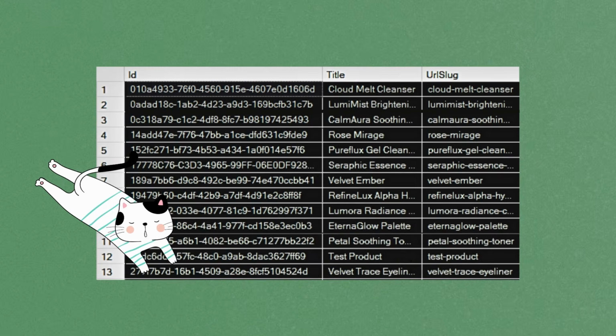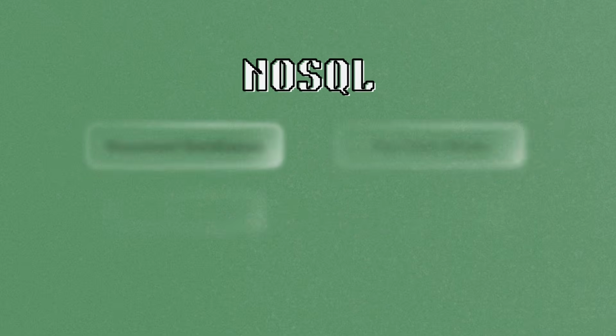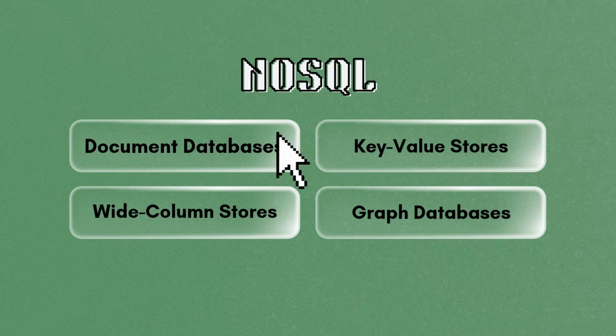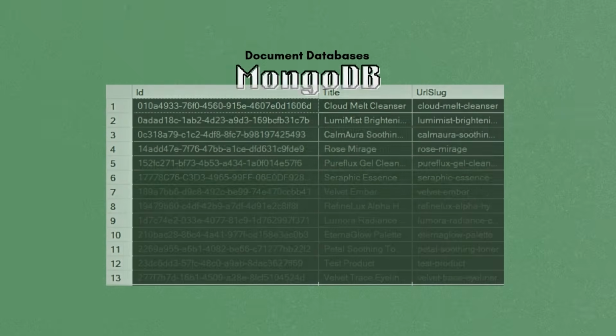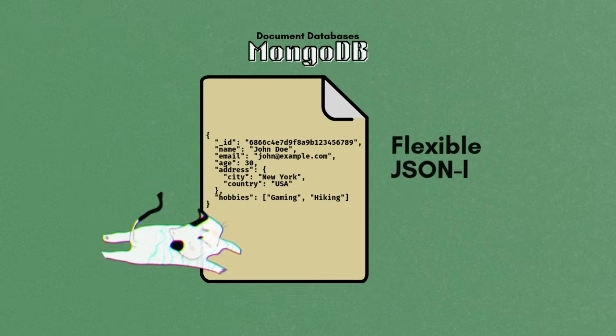NoSQL means no tables and no strict schemas. It is more flexible and has the ability to scale horizontally, and it is an umbrella term that includes 4 main types. Type 1 is document databases like MongoDB. Instead of rigid tables, data is stored as flexible JSON-like documents.